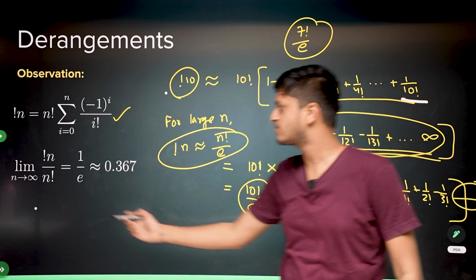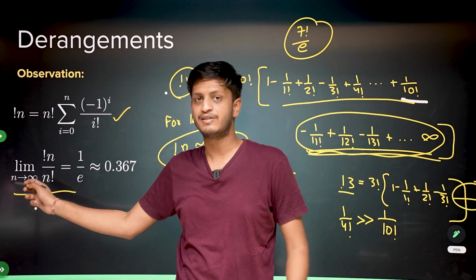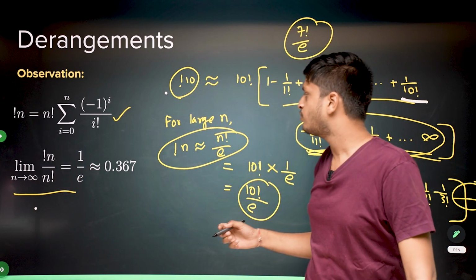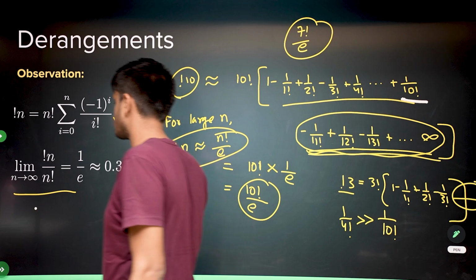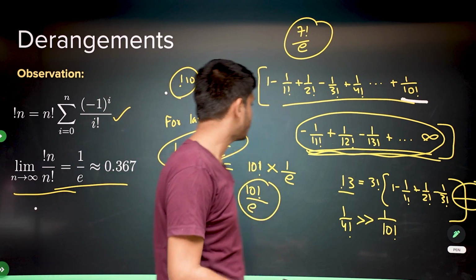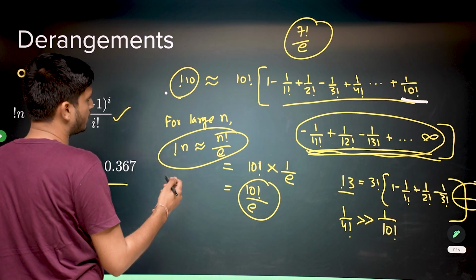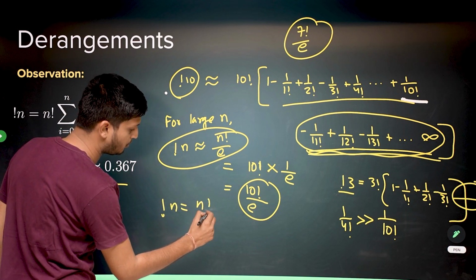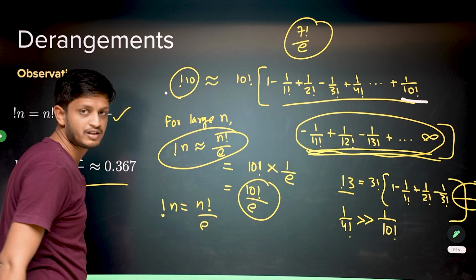That's all. That's what is mentioned here. If limit n tends to infinity, subfactorial n upon n factorial becomes 1 by e. So what does it mean? What does this expression mean? It means that we got subfactorial of n is n factorial upon e, right?